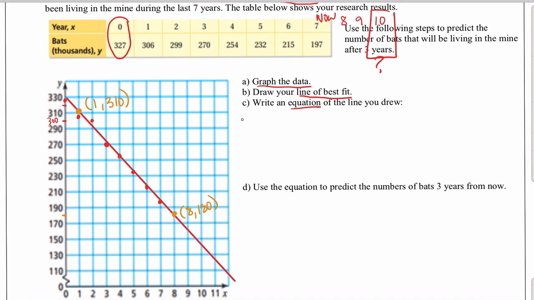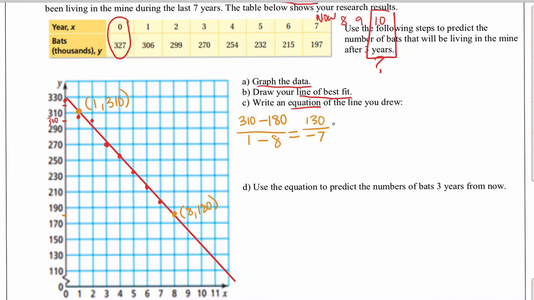I've got my y values, change in y. So 310 take away 180 would be my change in y. And my x values would be 310's x value is 1, so 1 take away 8. 310 minus 180, 130. So 130. 1 minus 8 is negative 7.